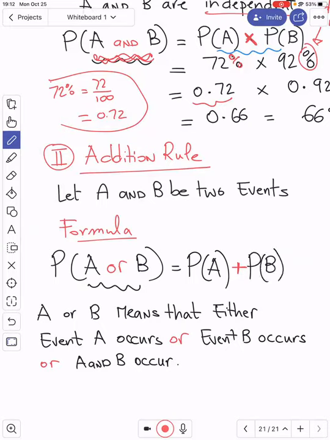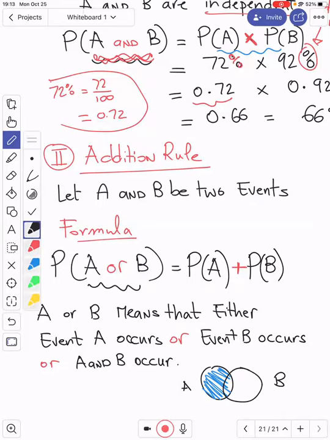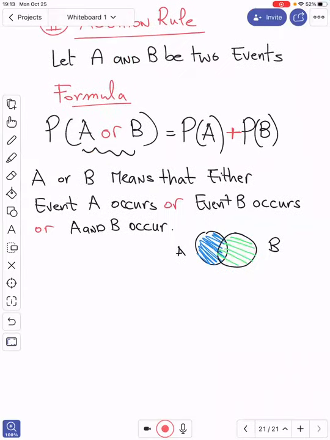But the thing here, guys, when you compute the probability of A, let's say the inside of the circle here would be the probability of A. Now, plus the probability of B, let's say this is B, and if you add the probability of B, the inside of this circle here, then in this region, the intersection of A and B, this region is actually counted twice.